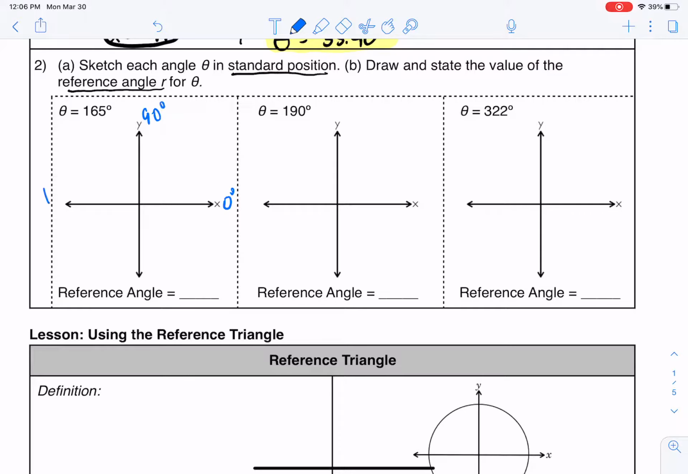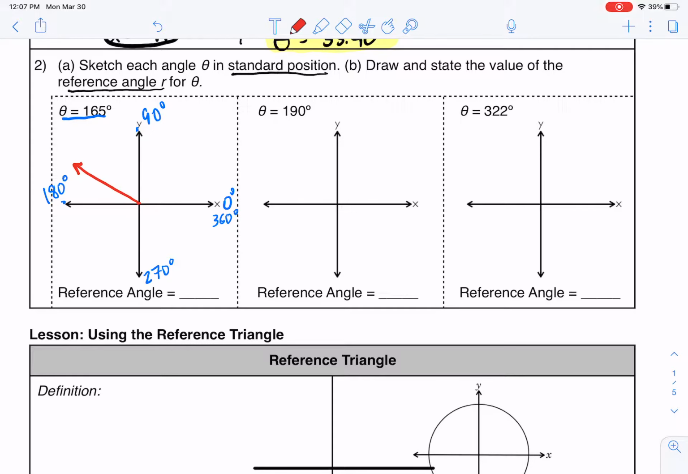So I'm going to label some guide angles. They're also called quadrantal angles. I'm going to just label those around my coordinate plane here for this first one. So 0 and 360 are the same, just as a point of reference. Okay, so 165 I know is in between. That's my first angle here. 165 is somewhere between 90 and 180. It's closer to 180. So I'm going to sketch that angle approximately where that is, 165 degrees.